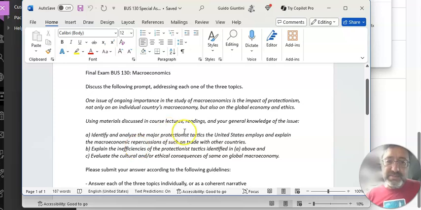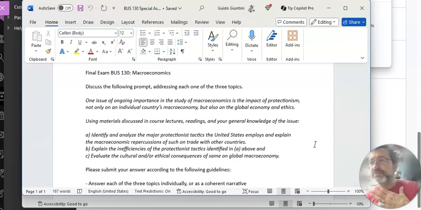Identify and analyze the major protectionist tactics in the United States. The major ones are basically tariffs, right? If you want to prevent something from being too competitive in the domestic market, you put a tariff on it. The other one, you can give subsidies to your country's production, so you can make it artificially cheaper. There are all these ways to do it. You can put quotas on imports. You read about that, and then you discuss briefly what they are.